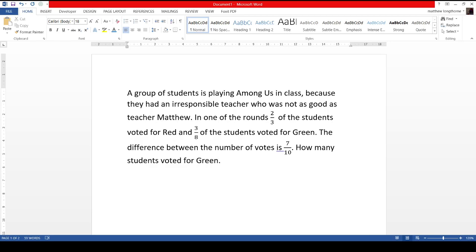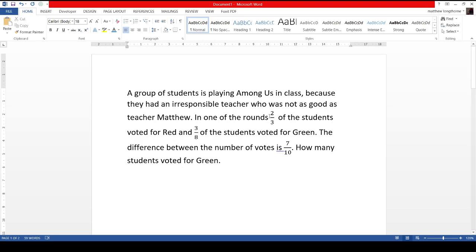So that's our question. A group of students is playing Among Us in class because they had an irresponsible teacher who was not as good as Teacher Matthew. In one of the rounds, 2/3 of the students voted for red and 3/8 of the students voted for green. The difference between the number of votes is 7 out of 10, or 7/10. How many students voted for green?